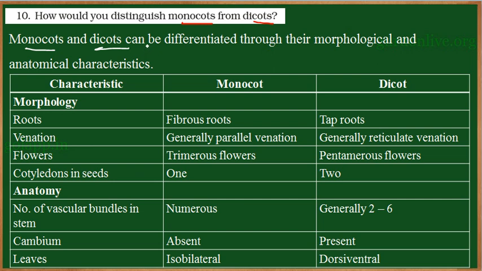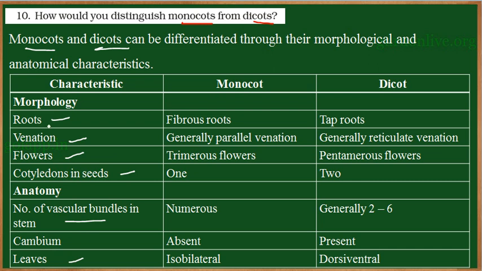Both plants produce flowers. But still there are differences, and the differences are in the morphology, that is root pattern, venation, flowers, cotyledons. These are the external features. And anatomy, if you take the internal structure, they differ in the number of vascular bundles in the stem, presence and absence of cambium, and the leaves. So let's learn the differences.